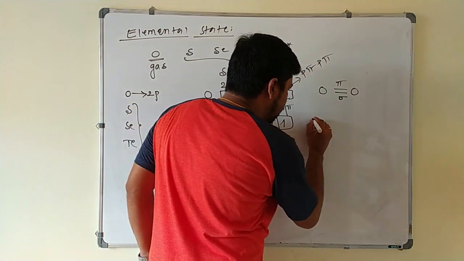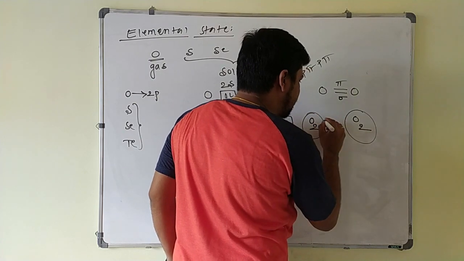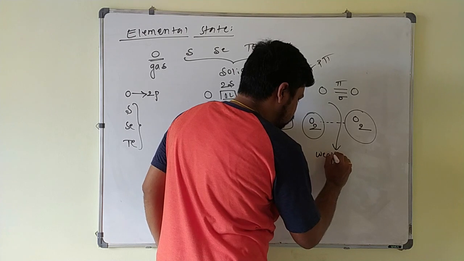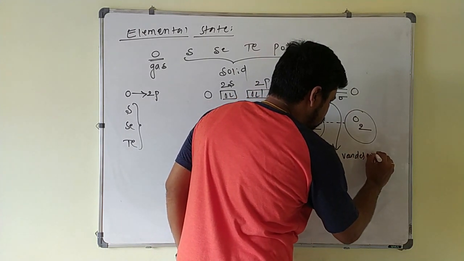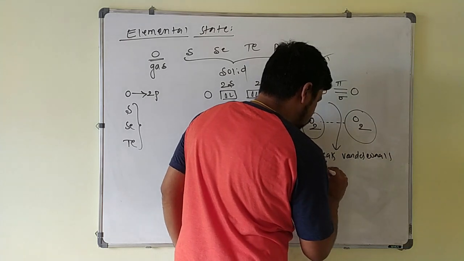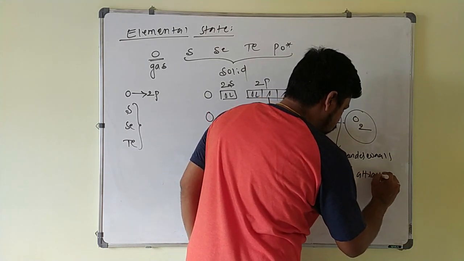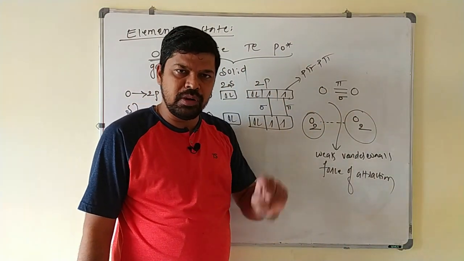Next, what happens? Between these O2 molecules, there exists a weak van der Waals force of attraction between them, like this. Weak van der Waals force of attraction between O2 molecules. That's why O2 is a gas at the room temperature.